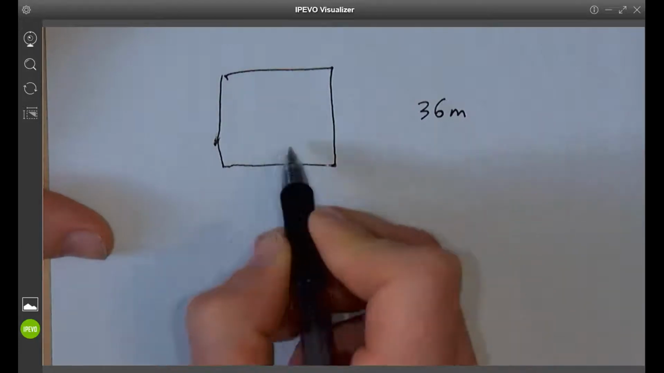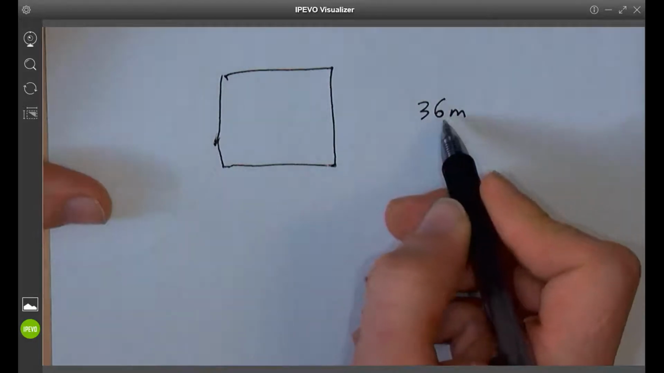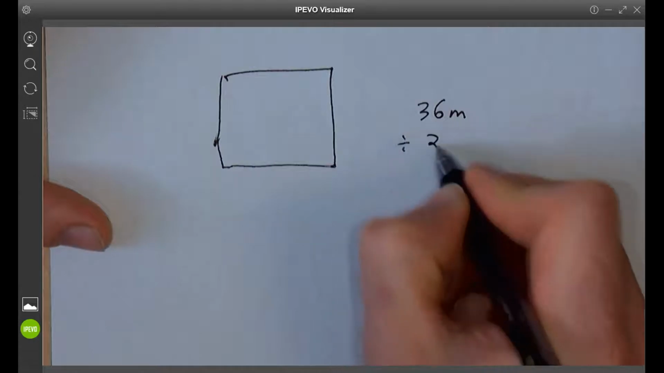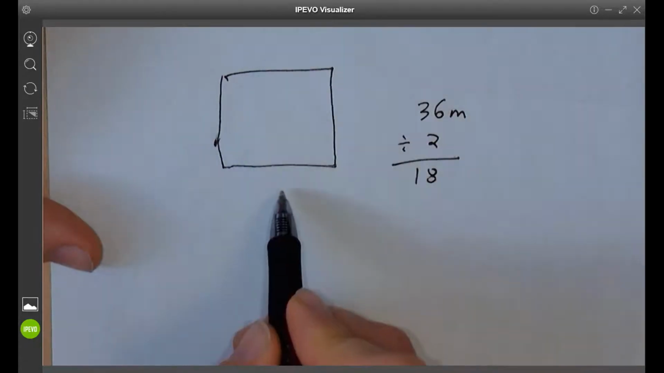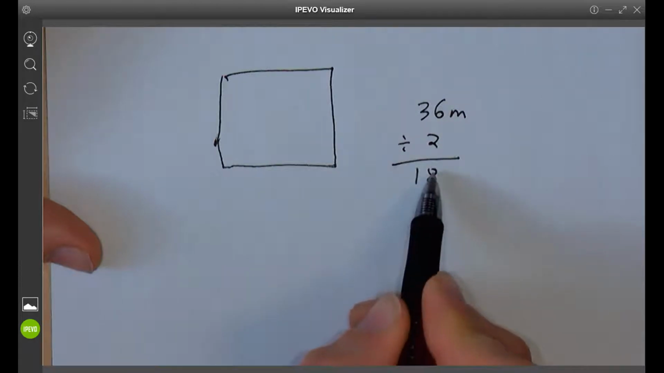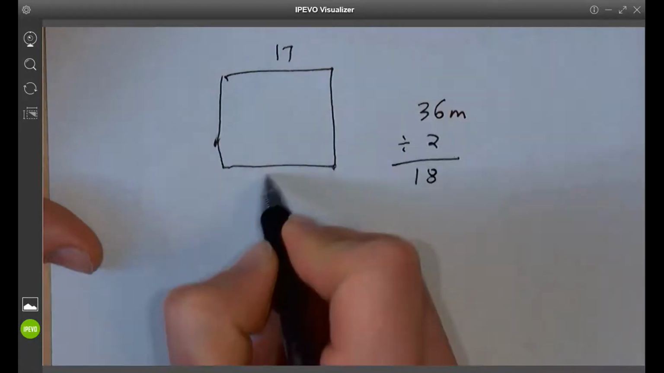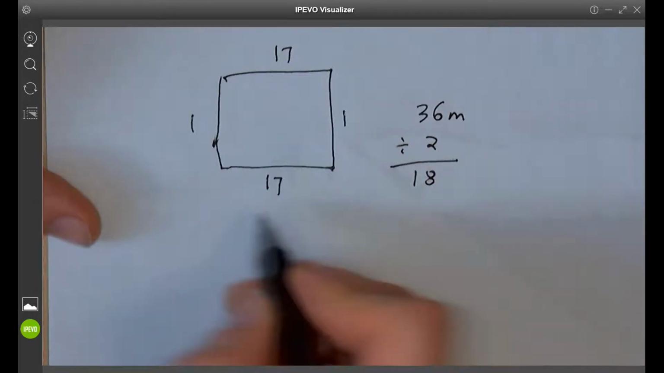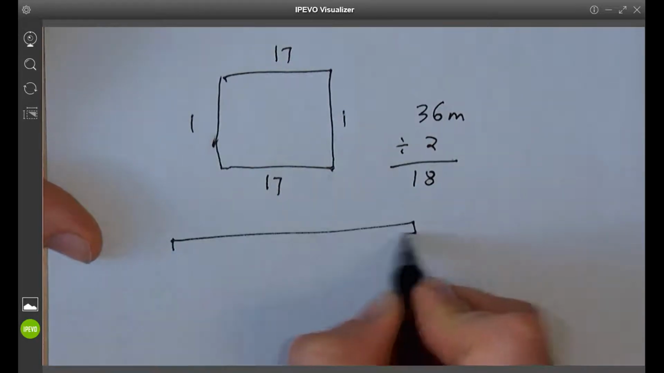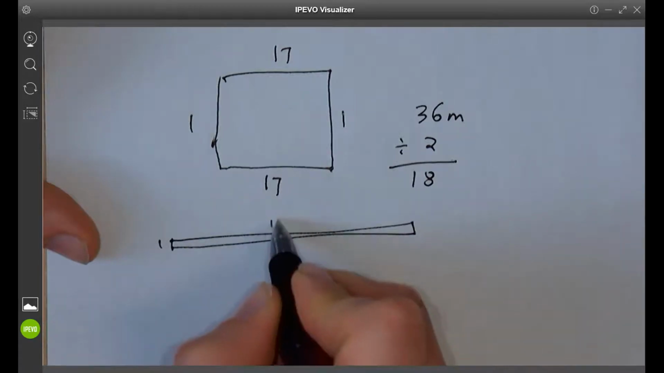Okay, so let's start off with cutting this in half. 36 divided by 2. That's going to be 18. Well, you can't put 18 and 18 here, but let's start off small and say, let's put 17 and 17 and put this as 1 and 1. The length is 1. That's not very accurate. What that would look like is that would be really, really long and skinny. That's what it would look like.